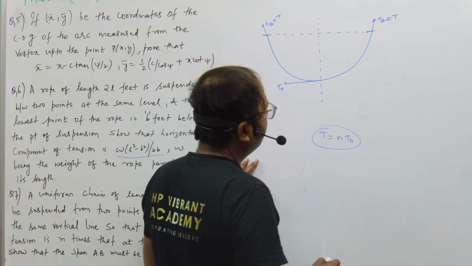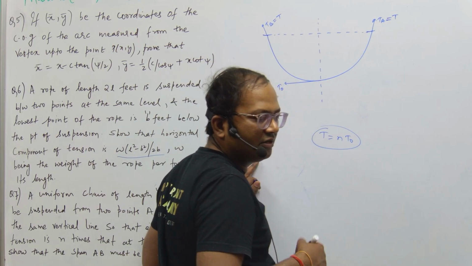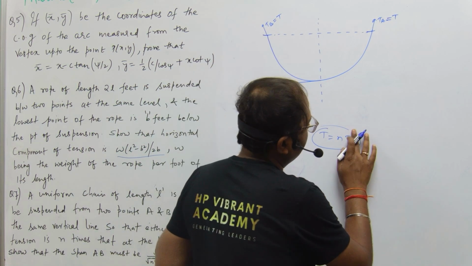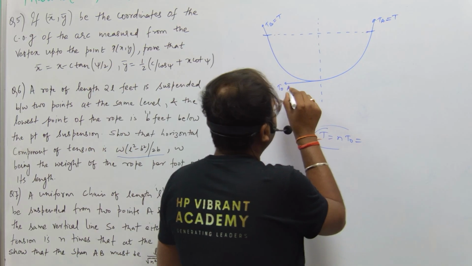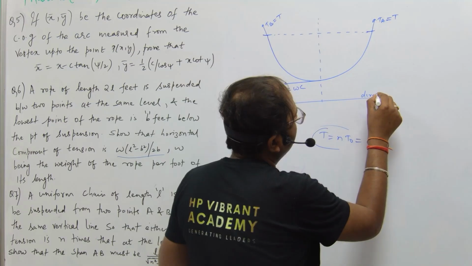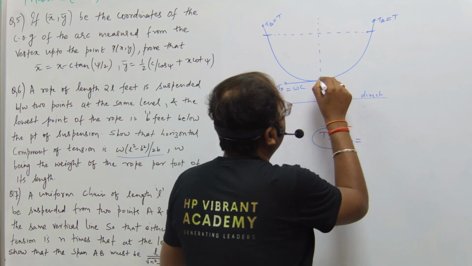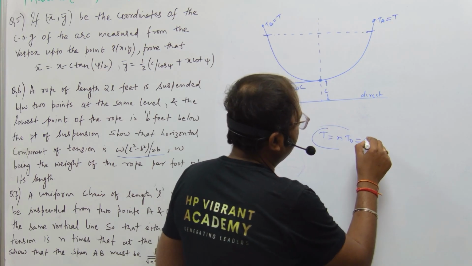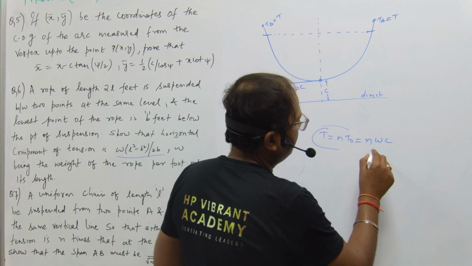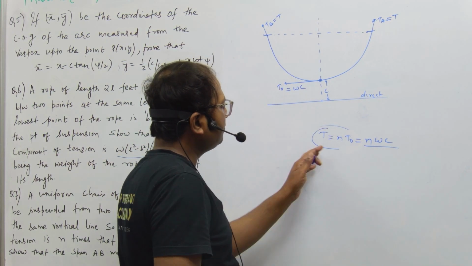So we have the tension at the lowest point. The value of tension at the lowest point is weight of C length of the string. So T naught is equal to W times C. This is our directrix, and directrix is C length below the lowest point. So this is equal to n times T naught, which is n times WC.